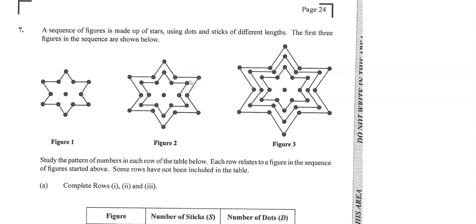A sequence of figures is made up of stars using dots and sticks of different lengths. The first three figures in the sequence are shown below. So we have figure 1, figure 2, and figure 3.